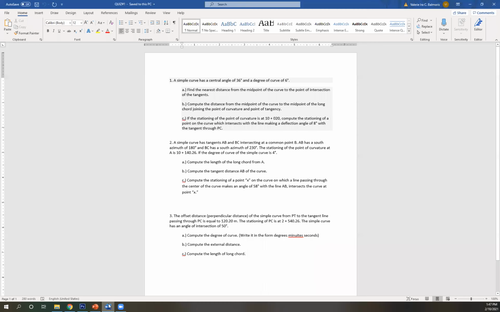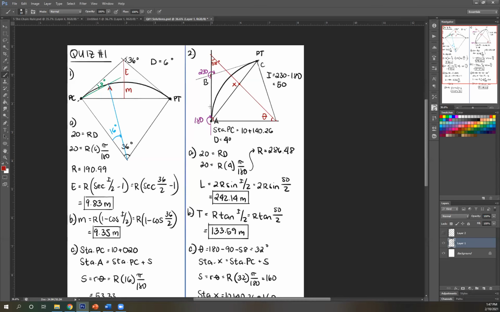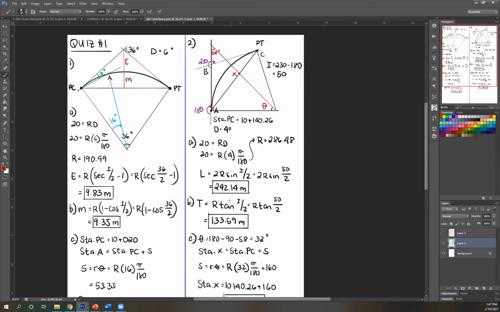Okay? Next, letter B, tangent distance AB of the curve. So tangent distance AB, this is a simple curve. Therefore, T1 equals T2, right? That's the definition of your simple curve. And there's also an equation for that. That's just R tangent I over 2. So I know R, I know I, I can directly solve for this, just plugging in my values R, then I. R tangent 50 over 2, that's 133.59. Okay? So letter B is easy enough.